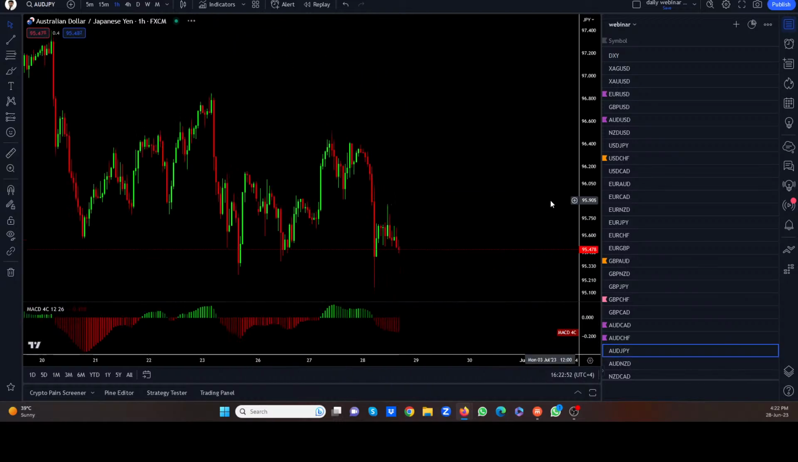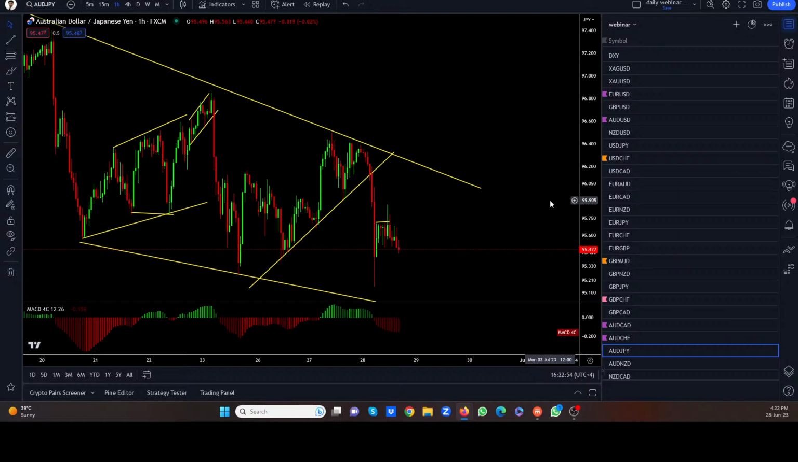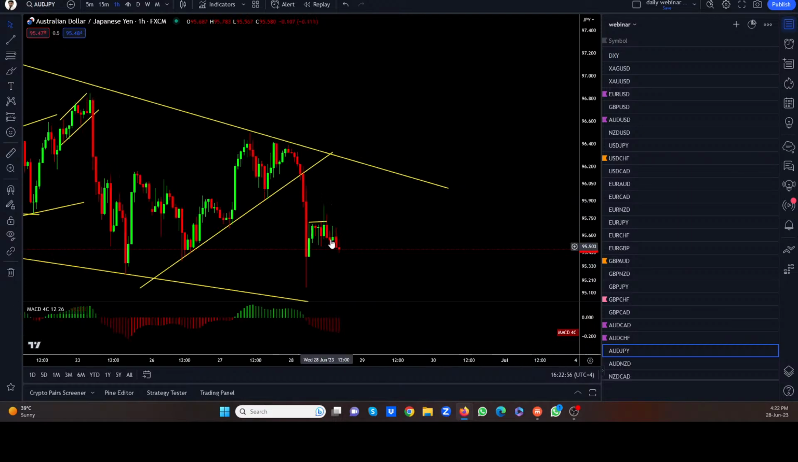Aussie yen. We didn't take this, but if anybody took it, you would have done the same thing. If you took this trade here, you would have put an entry here, you would have closed this. You see that sideways move there? You would have closed that.